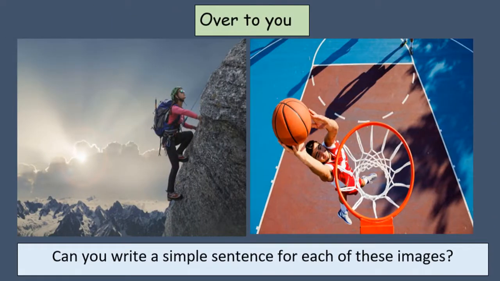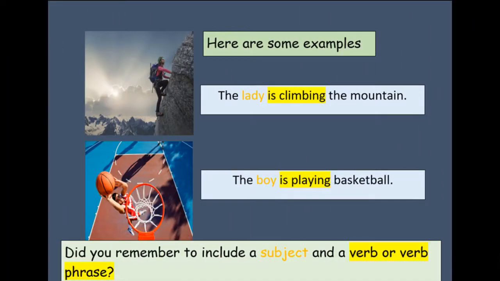Can you have a go at writing your own simple sentences? Have a look at these images to help you. Remember, your simple sentence must include a subject and a verb or verb phrase. How did you get on? Did you remember to include a subject and a verb or verb phrase? Here's some examples. The lady is climbing the mountain. The boy is playing basketball.